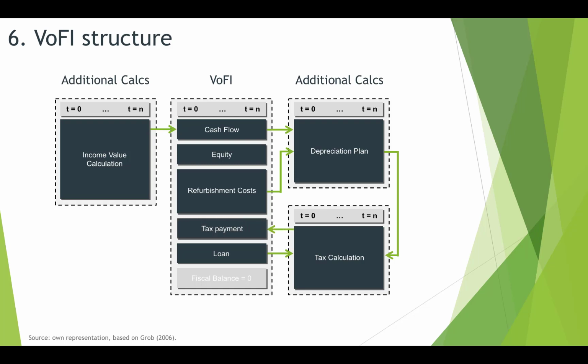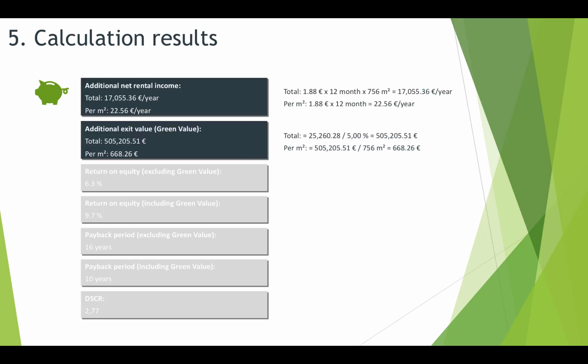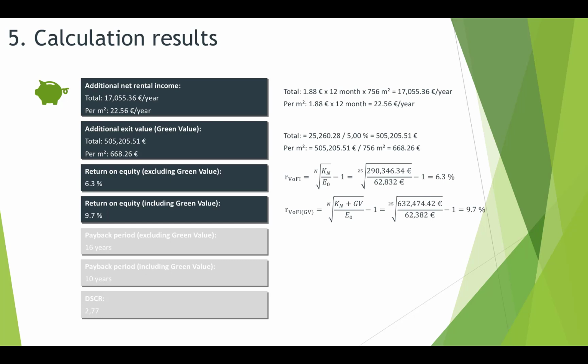For using our FOFI method, it is assumed or required that the fiscal balance equals 0 at the end of the calculation period. Finally, the results can be displayed. The first two KPIs, which stands for Key Performance Indicators, are easy to calculate and to interpret, self-explaining. It gets more difficult for the calculation of the return on equity.